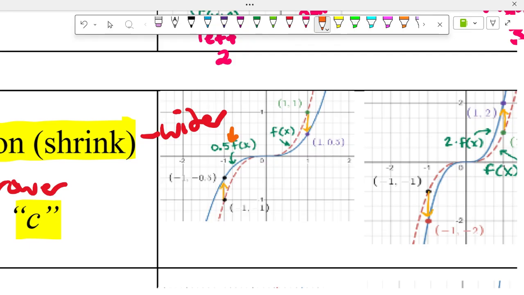It's wider. All right. And if you notice, here's the original point. It's at -1, 1. Or -1, -1. All they did to get the new point was multiply the y value by 0.5. So that's how they got -1, -0.5.